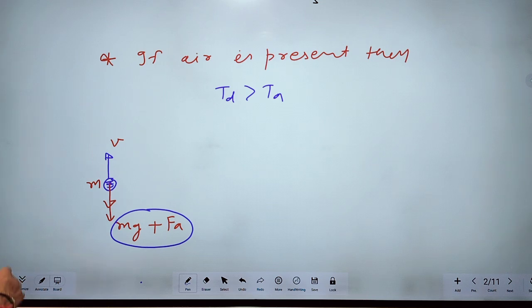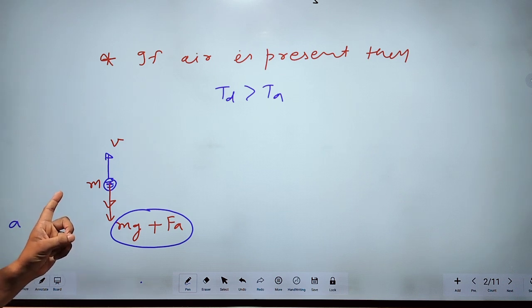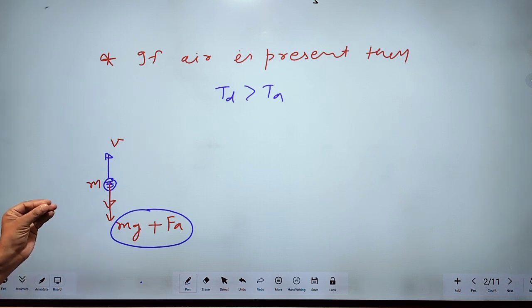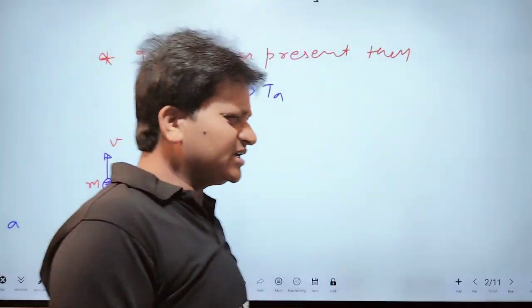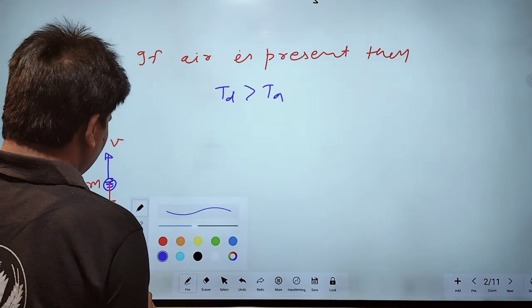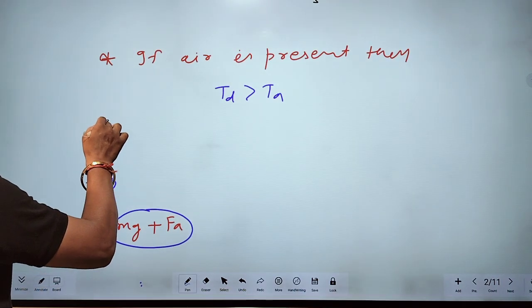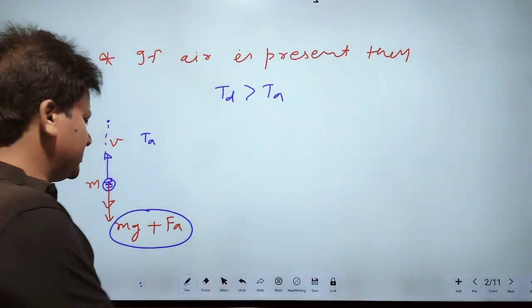If force is large, then acceleration is large. If acceleration is large and the direction of velocity and the direction of acceleration are opposite, then the magnitude of velocity will decrease fast, decreasing quickly to zero. Therefore, the time of ascent is very small.